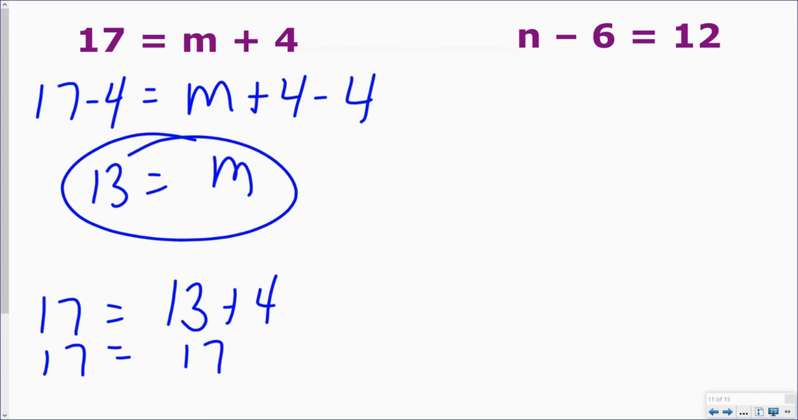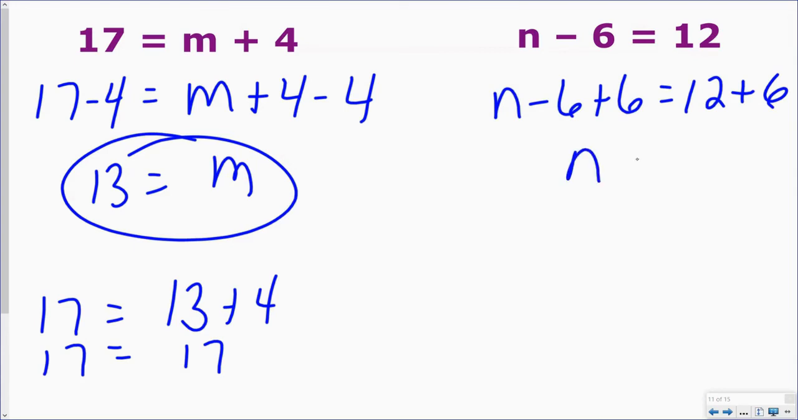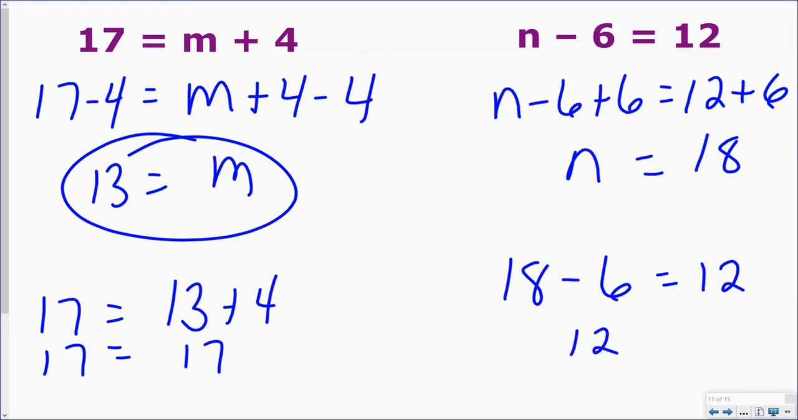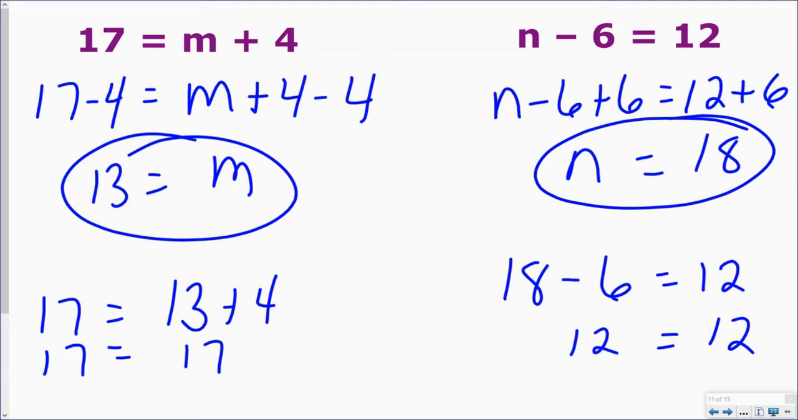Here I have n minus 6. So my inverse would be adding 6. I add 6 to both sides. This gives me n equals 18. Substitute my 18 in. 18 minus 6 is 12. That's the same as 12. So I know that this is correct.